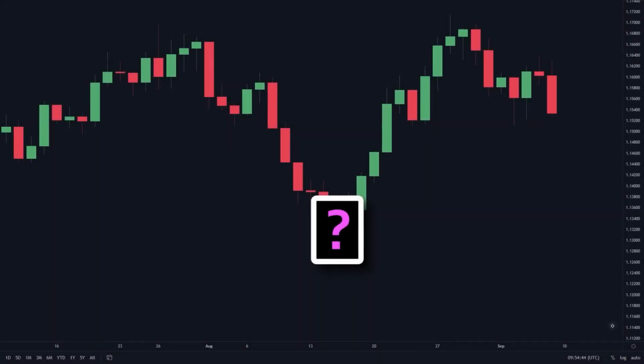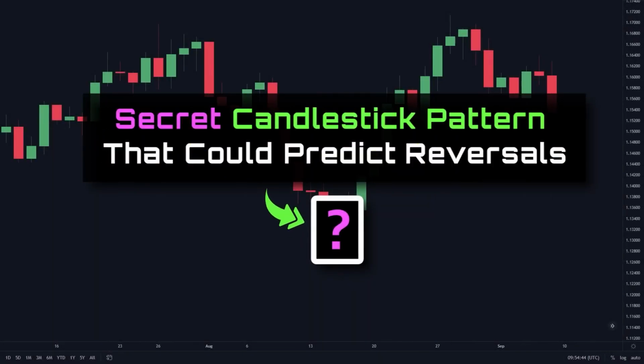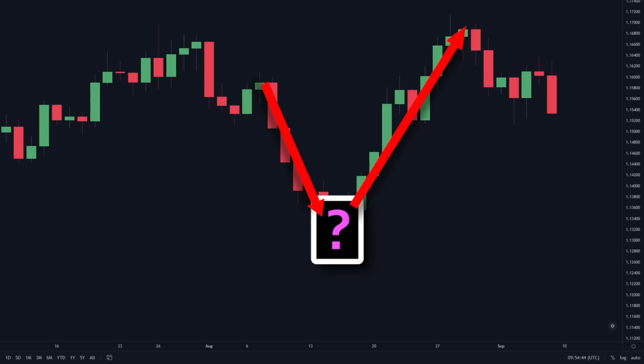Hey traders, what if I told you that there's a secret candlestick pattern that could predict exactly when a price reversal will happen? Now, this candlestick pattern is proven to almost always show up right before a reversal occurs, and so in this video, I'm going to reveal exactly what this candlestick pattern is and how you can use it to your advantage to get massive profits.